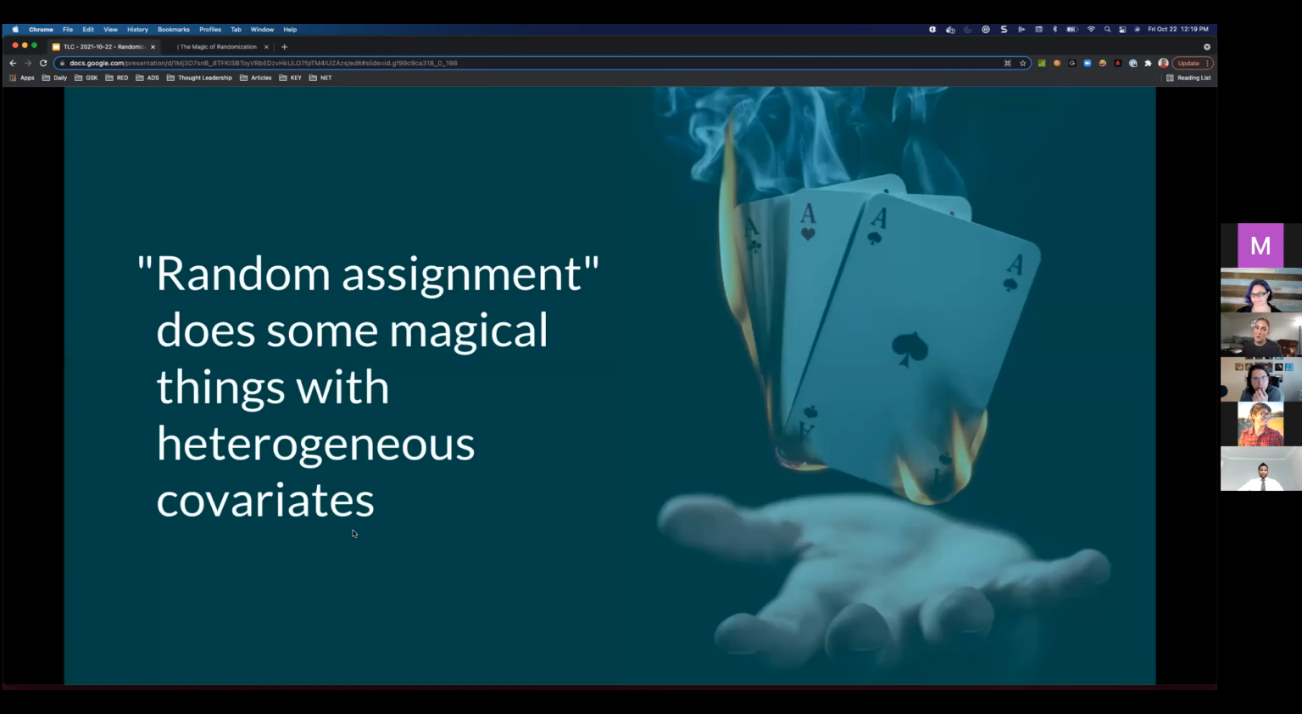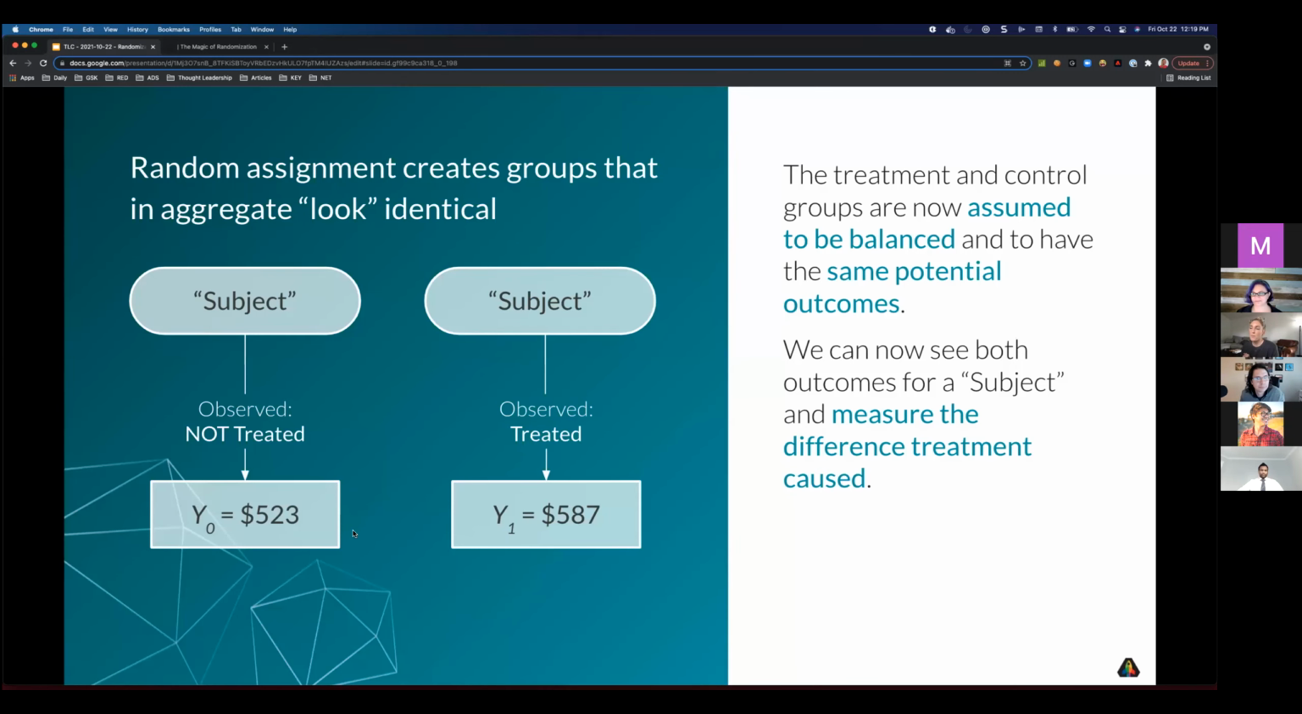We know random assignment, we talked about it last time, is very magical with heterogeneity. It's going to help account for all this crazy variation that we can either observe or not observe. One of the greatest things about random assignment and its ability to balance heterogeneity, when we tie all three of these back together, is that the whole idea comes back to potential outcomes. We need to run a test on this subject and we need to see both of its potential outcomes.